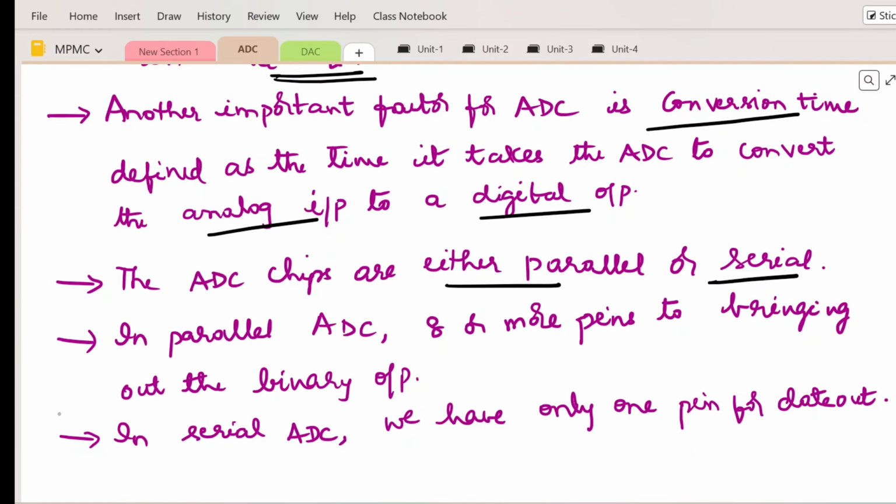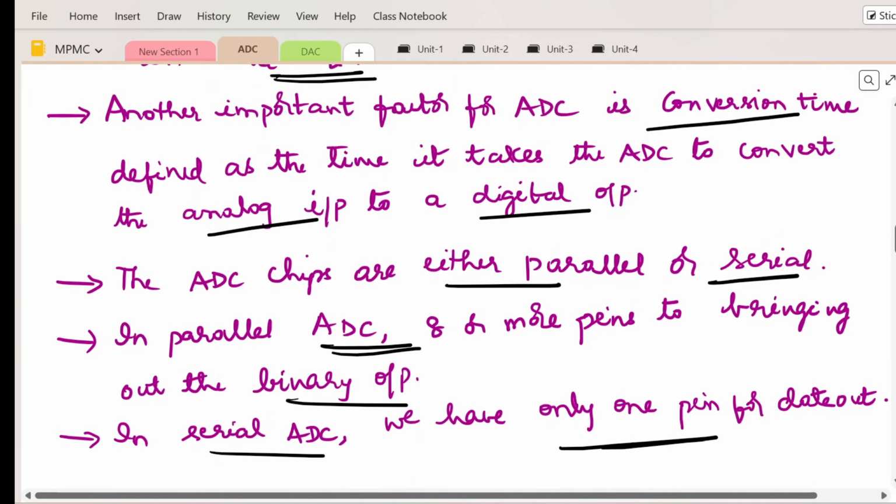These ADC chips are either parallel or serial. In parallel ADC, it can manipulate 8 or more pins at a time to get the binary output, whereas in serial ADC, we have only one line or one pin to get the binary output. This is nothing but the introduction about A to D converter.